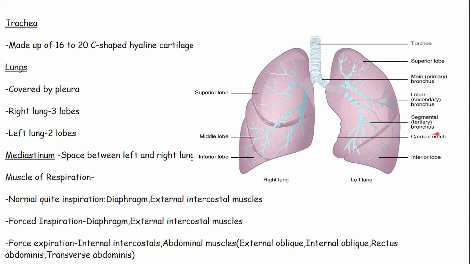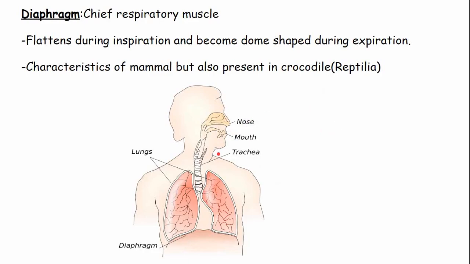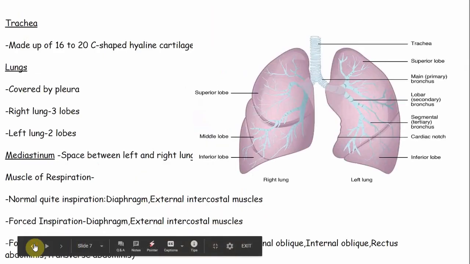This is also a very important word, the cardiac notch, which gives space where the heart lies. Mediastinum is also important. The mediastinum is the space between the left lung and the right lung. Yeah, this one is the mediastinum.